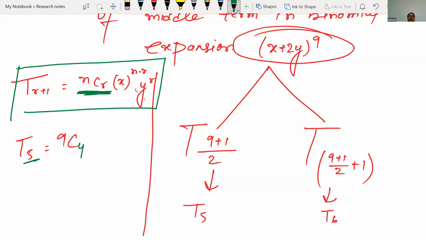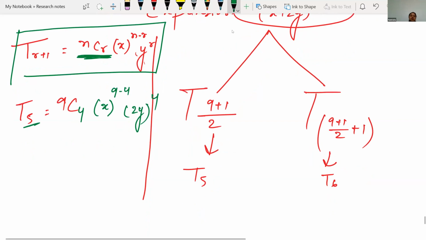Yes, ma'am. After that, whatever is our first term, that is to the power 9 minus 4. Whatever is our second term, that is to the power only 4. First we have to write the binomial coefficient. Once we are able to write the binomial coefficient, then we can write n minus r, then only r. We will be able to do it, right? What will be the sixth term?